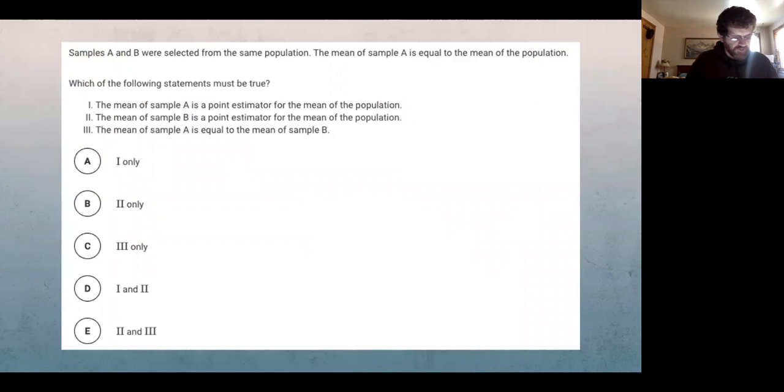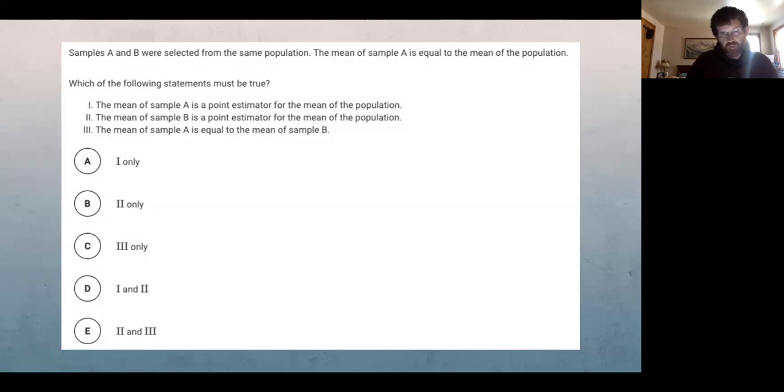Samples A and B were selected from the same population. The mean of sample A is equal to the mean of the population. Which of the following statements must be true? The mean of sample A is a point estimator for the mean of the population. The mean of sample B is a point estimator for the mean of the population. And the mean of sample A is equal to the mean of sample B.